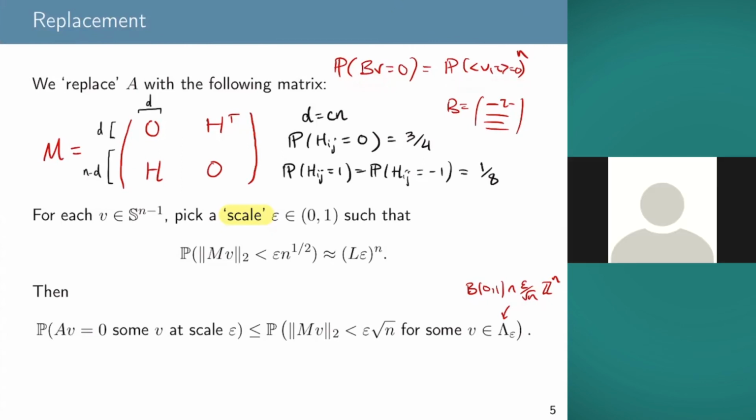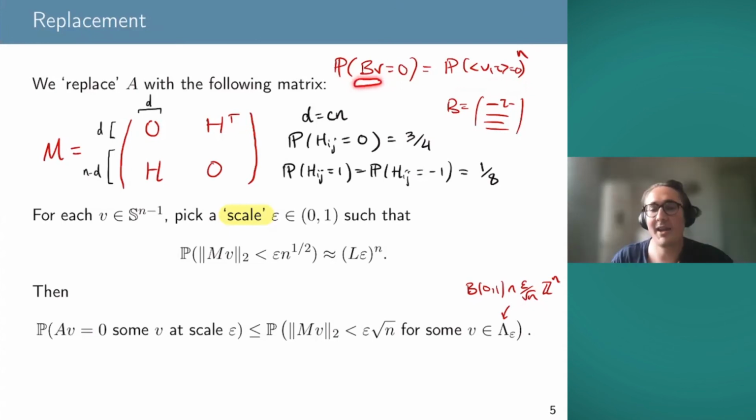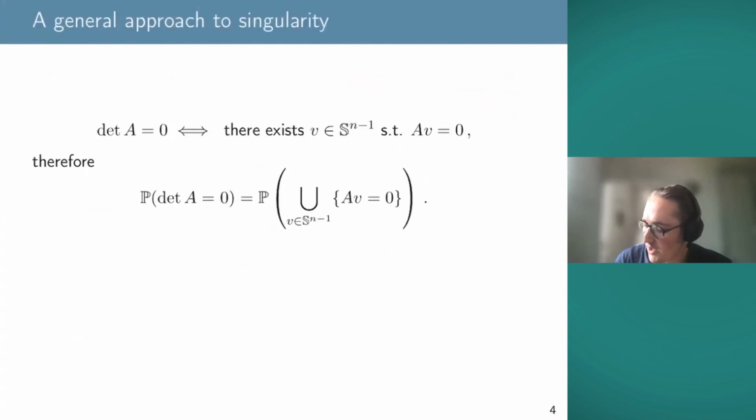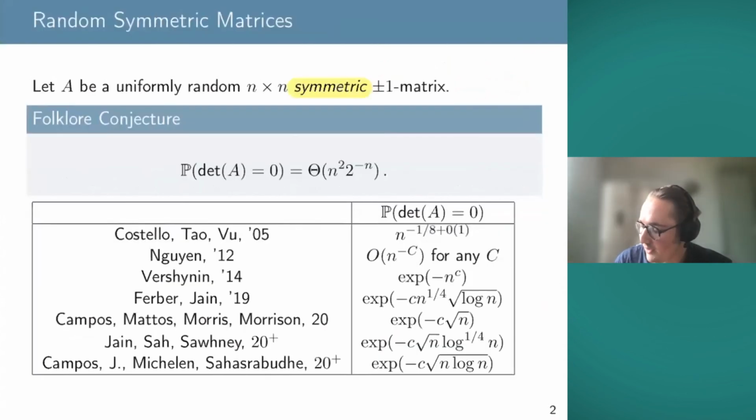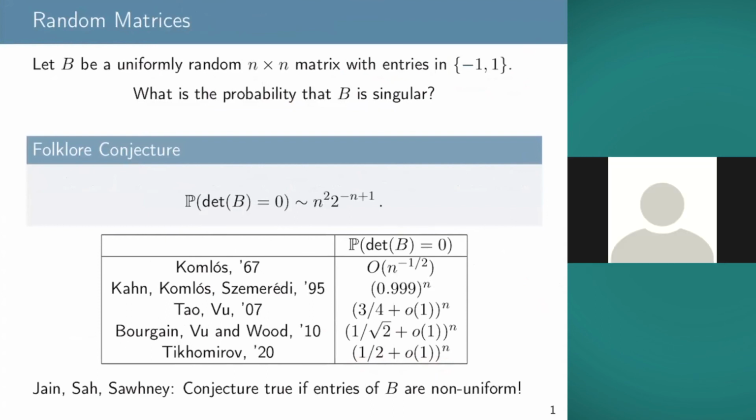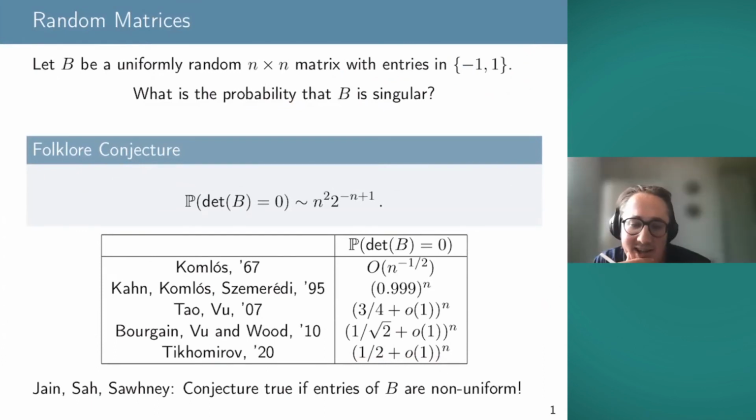But for the non-symmetric matrix, the answer is unknown, yes? For the non-symmetric case, meaning just everything IID, much more is known. Then we have this result of Tikhomirov, getting the correct bound of 1/2 to the n. So non-symmetric here, I'm interpreting as everything IID. Okay. So this is much easier.